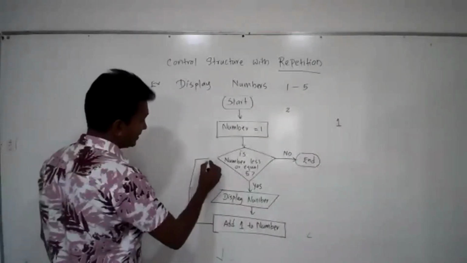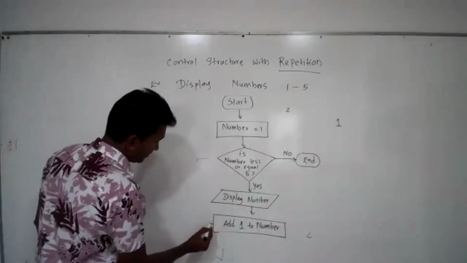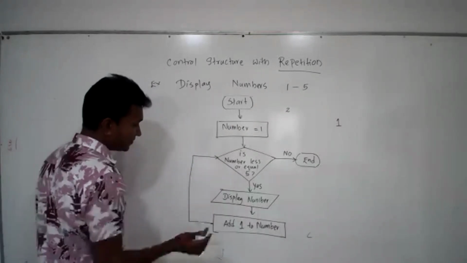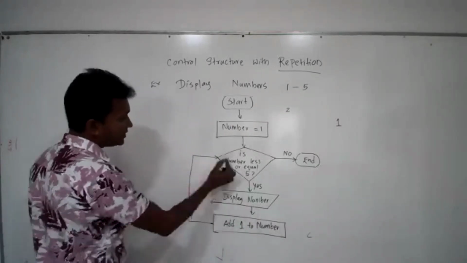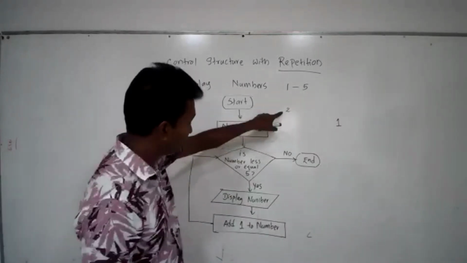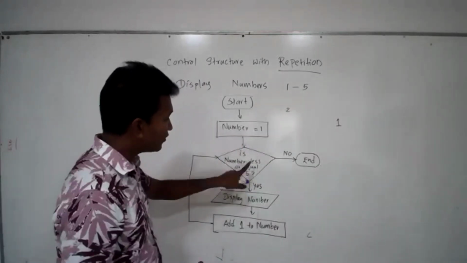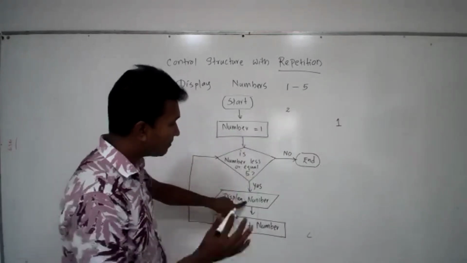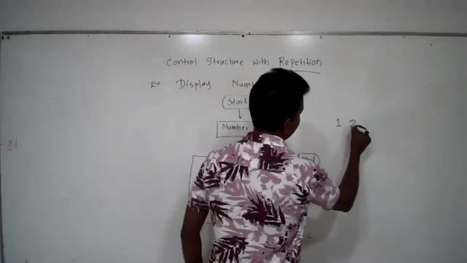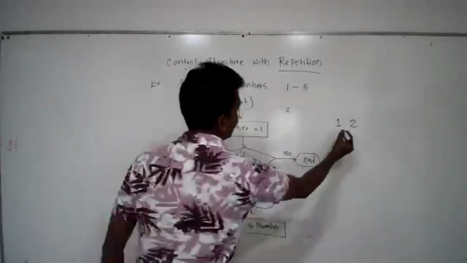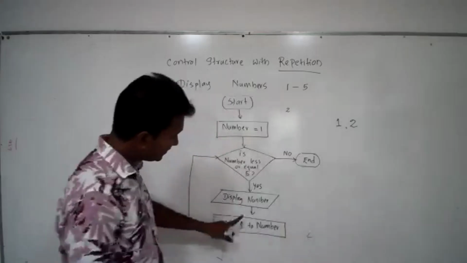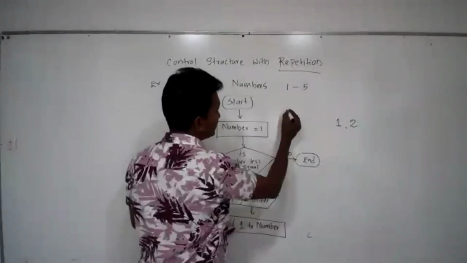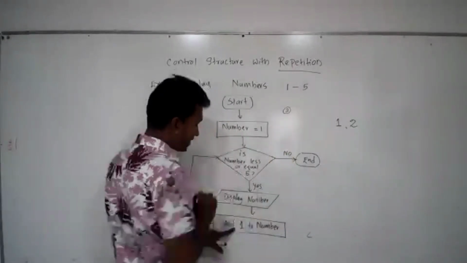and check this condition again. Add 1 to number and check. Now our number is 2. Is number less than or equal to 5? Yes, 2 is less than or equal to 5. Then display number. Number is now 2. Then add 1 to number. That means 2 plus 1 is 3. Now our number is 3.